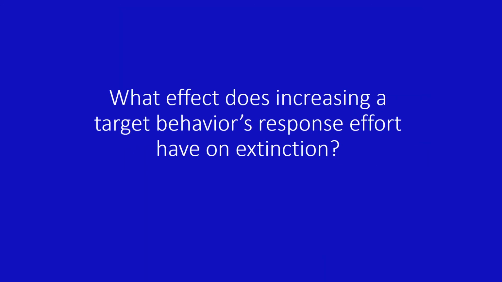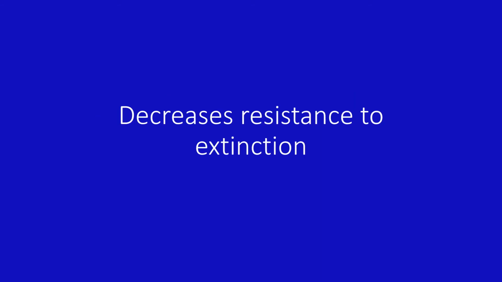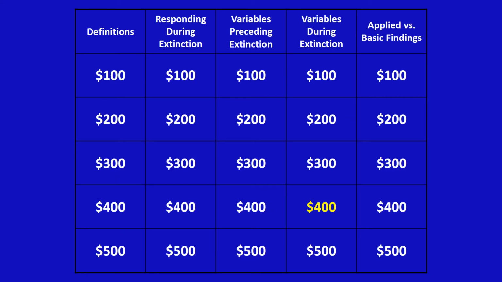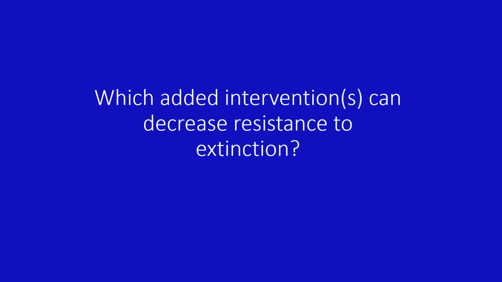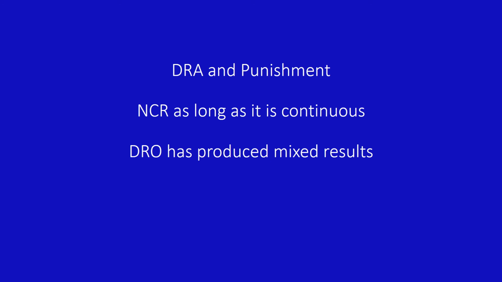What effect does increasing a target behavior's response effort have on extinction? This decreases resistance to extinction. Which added interventions can decrease resistance to extinction? In combination with extinction, you could use DRA or punishment. NCR can be effective as long as it's with a continuous schedule. DRO can also be effective, although it's had mixed results.